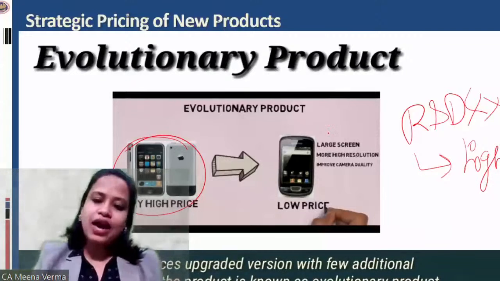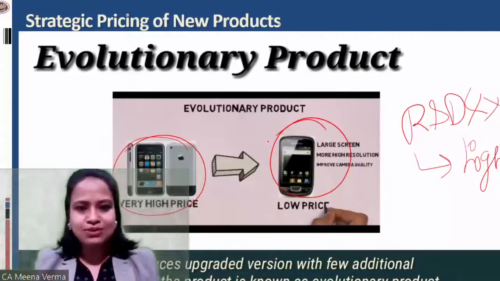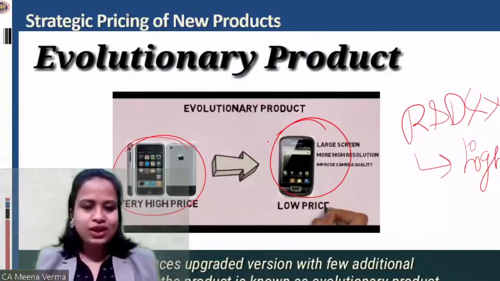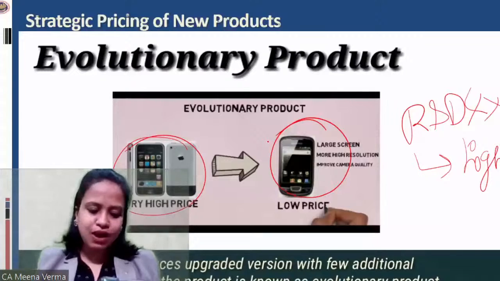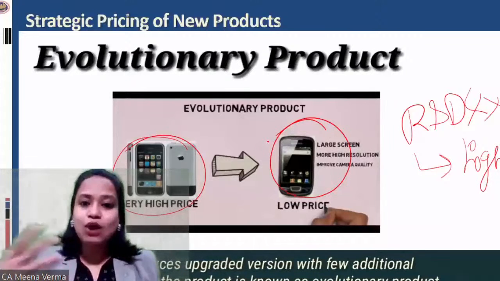Now what happened? For example, I'm talking about Samsung company. What Samsung did was check the smartphone, open the smartphone, and do a teardown analysis.